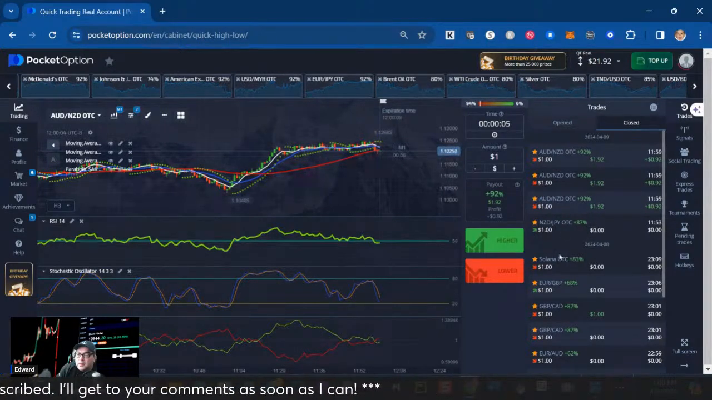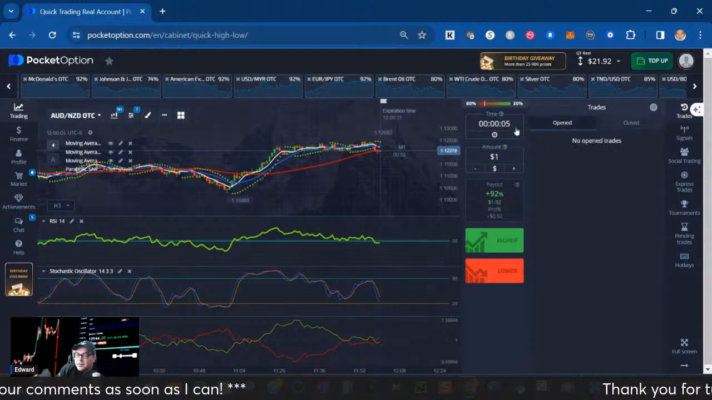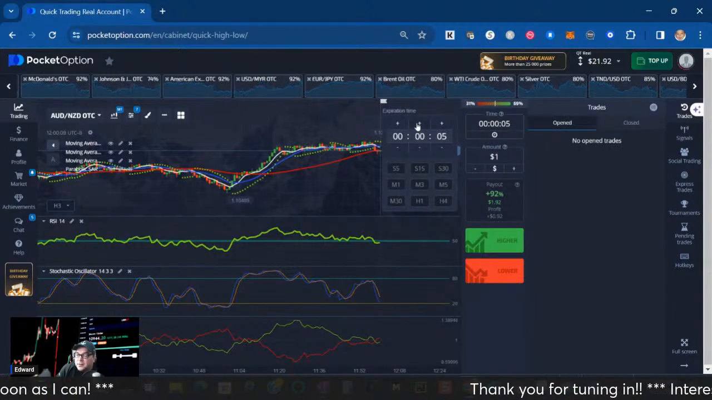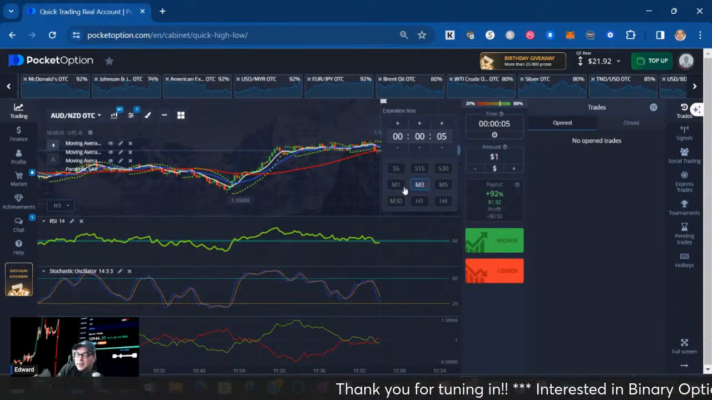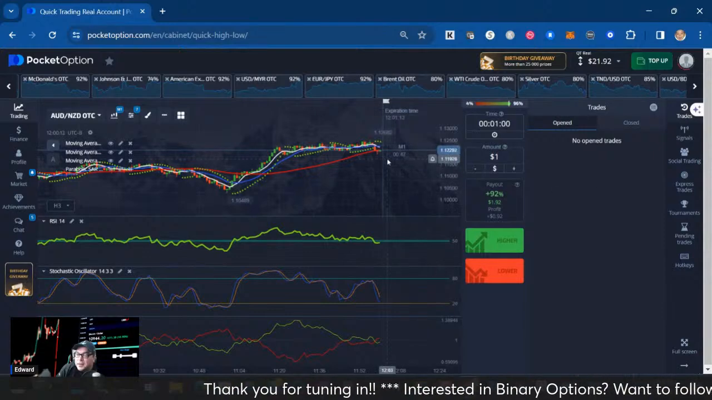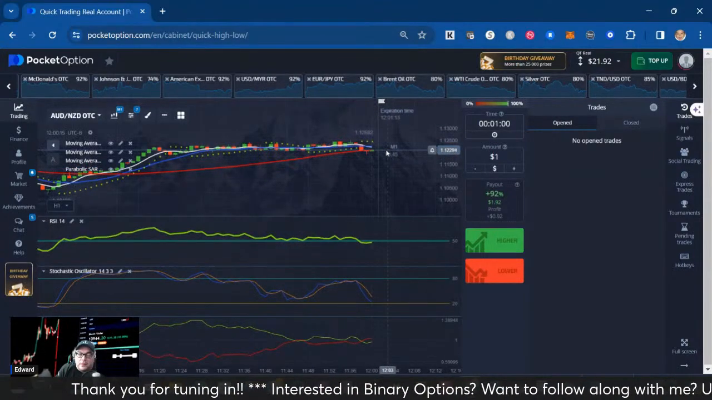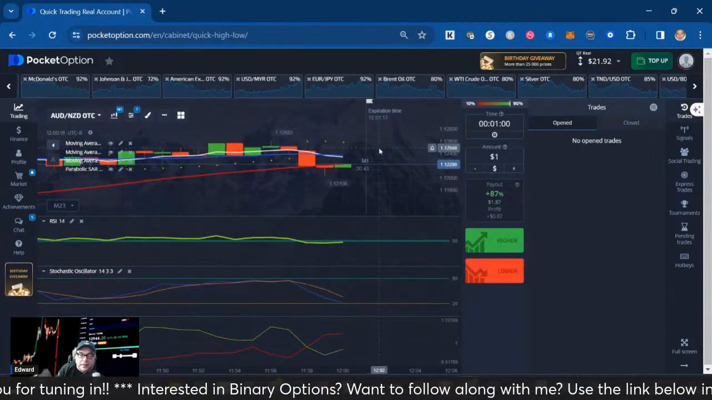So that's not too bad. Not too bad to start the day here. All right, let's put this back at 1 minute. So the trend is still down. We see this market is bouncing up and down.